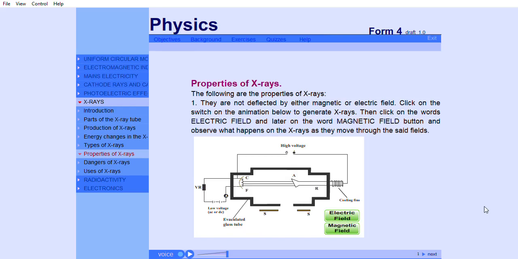Click on the switch on the animation below to generate X-rays. Then click on the word electric field and later on the word magnetic field button and observe what happens to the X-rays as they move through the said fields.